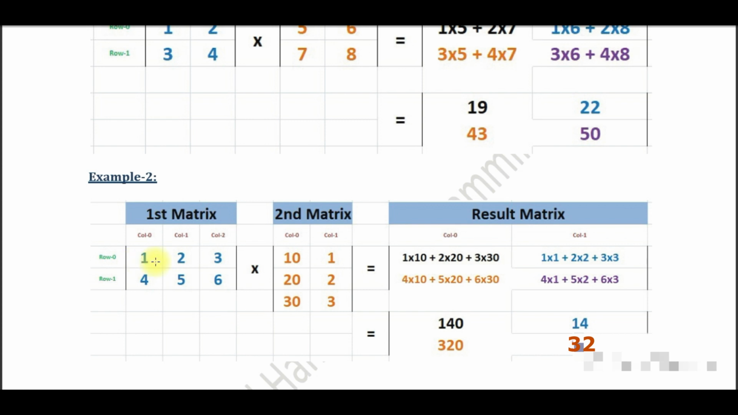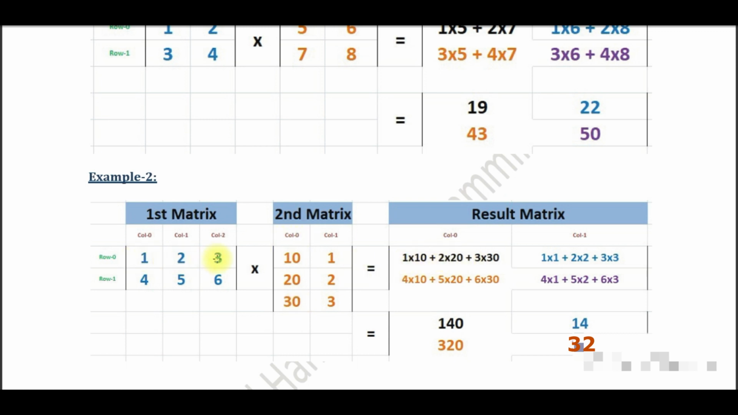If we take the first row with the first column, or the zeroth row with the zeroth column, then you can see here 1 into 10, then 2 into 20, then 3 into 30. The same thing I have written here: 1 into 10 plus 2 into 20 plus 3 into 30. This is basically row 0 and column 0.